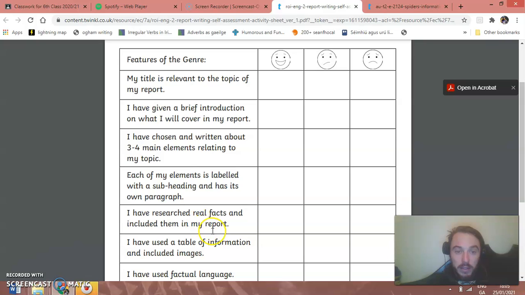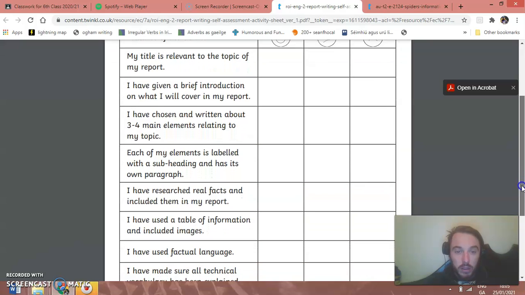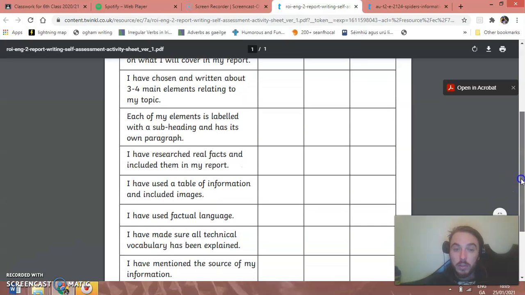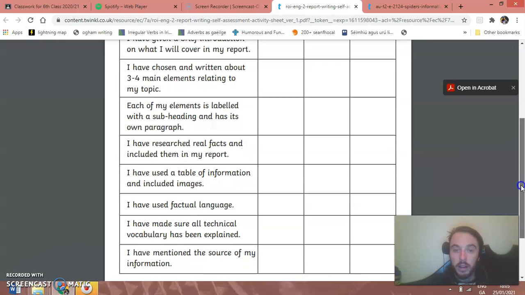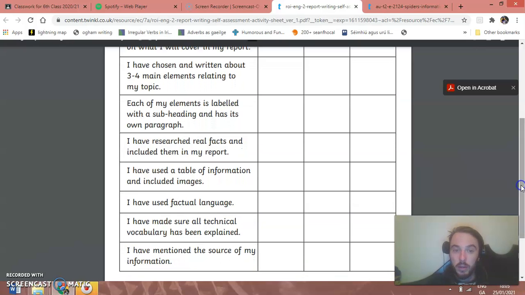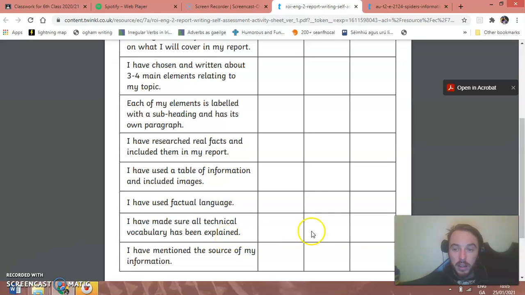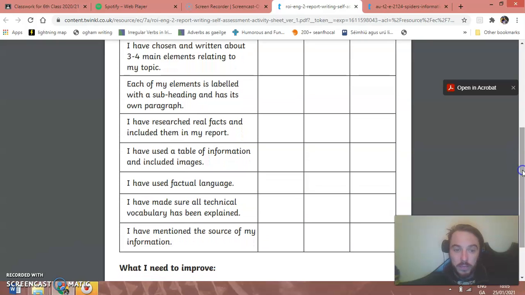I've researched real facts included in my report. I've used a table of information including images. That's something you could do, I suppose. I've used factual language, so language that's got to do with that thing you're learning about. So if you're learning about cars, you're using proper language that's got to do with cars. I've made sure all technical vocabulary has been explained. So if you're explaining some sort of part of the engine, you might explain it properly. I've mentioned the source of my information. So where you've got your information.